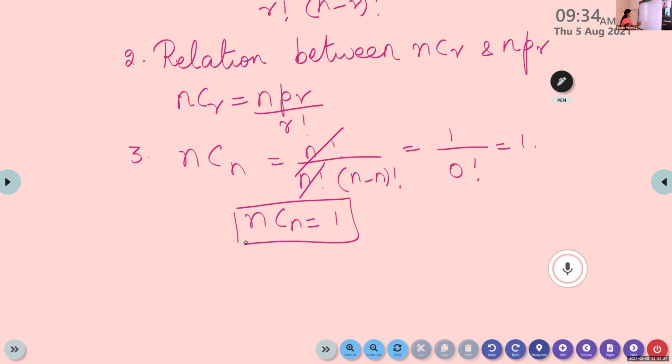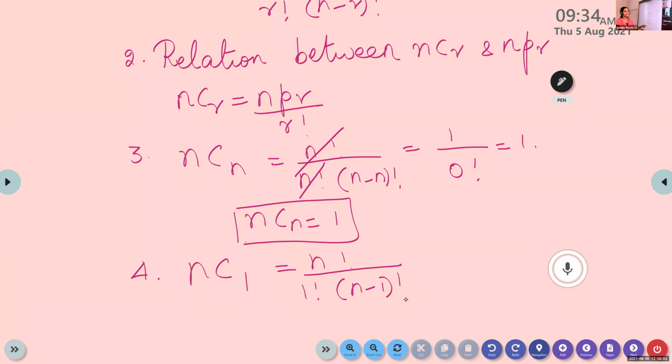NCN is 1. Fourth one, find out what is NC1. What will be NC1? It is N factorial by 1 factorial into N minus 1 factorial.